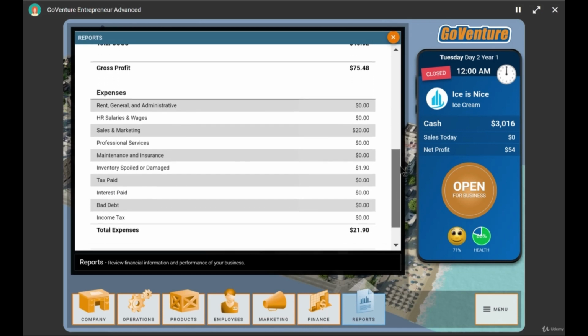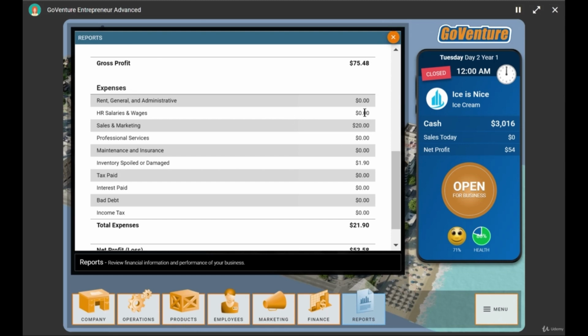But let's move down to what are called expenses. And let's take a look here. Okay, we have one expense today. That's our sales and marketing. Remember, we spent $20 on that social media search marketing or advertising.